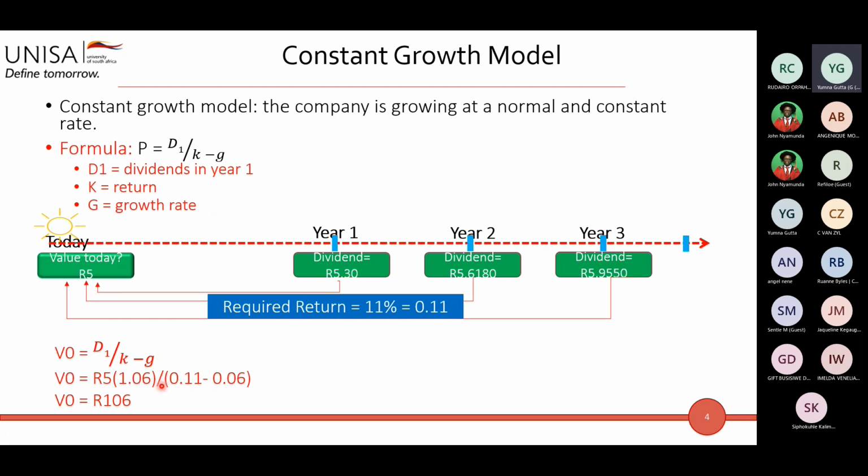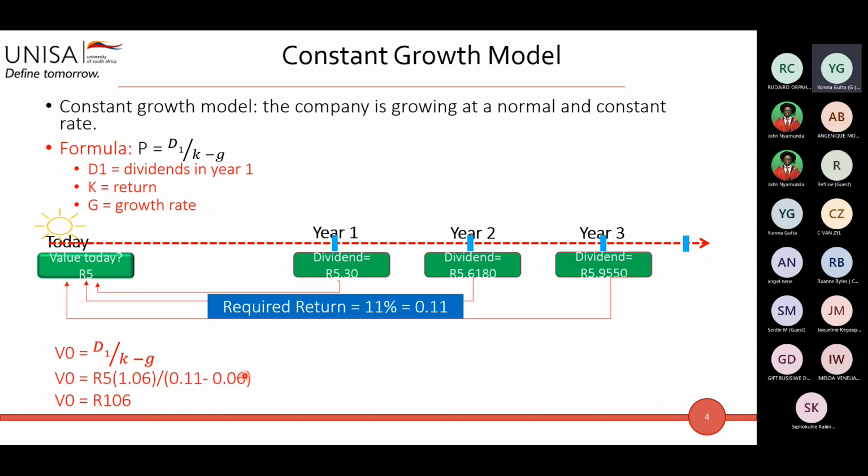You divide that by your required rate of return less your growth rate, right? Once you solve for that, you will get the value of the share to be 106 rands. As I'm going through these slides, have your calculator ready and verify what I'm saying. If you use your fingers to input it into the calculator, later on when you look at this presentation, it will make a lot more sense to you, right?